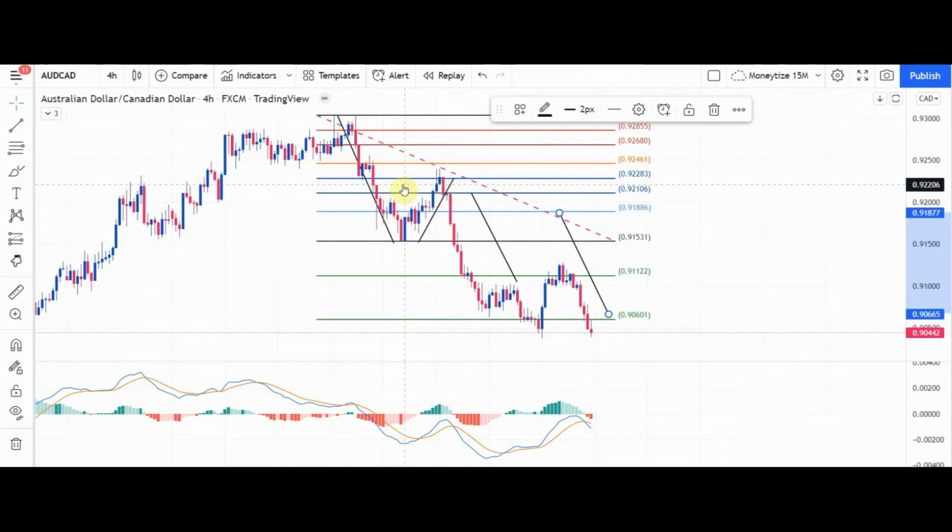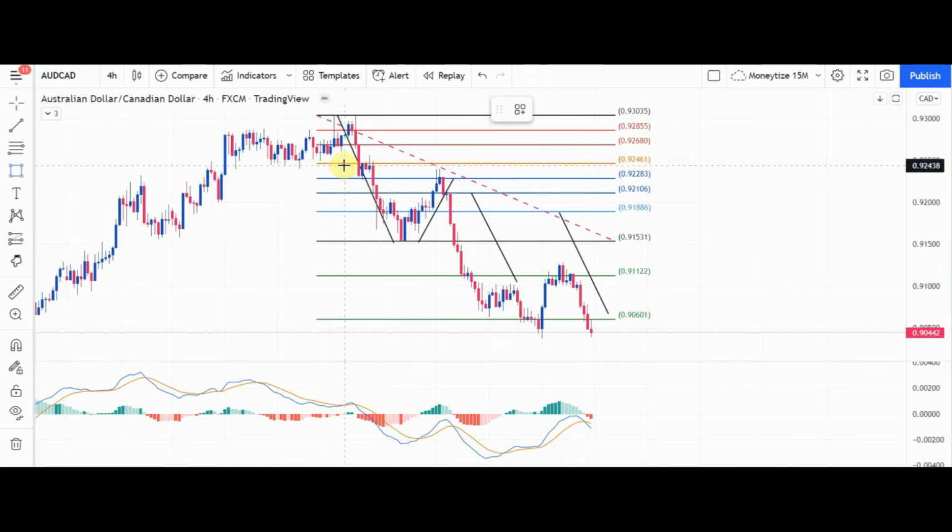So, in this case, if my rule book says it should retrace a minimum of 50 to 61, it has fulfilled the condition. So, we will take this trade. And if we would have taken it from this area, we would have made a good amount of profit.